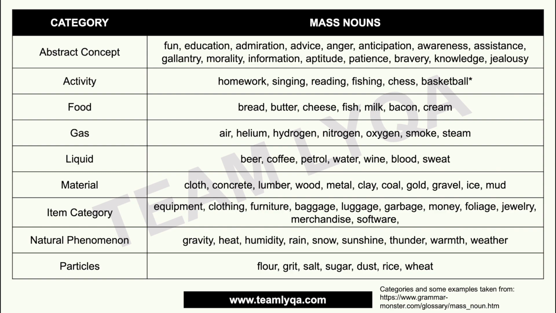So we say, how much money do you have? But we don't say, how many money? Diba? What is the amount of money that you have? Pero you don't say, what is the number of money that you have? So it's also a mass noun.